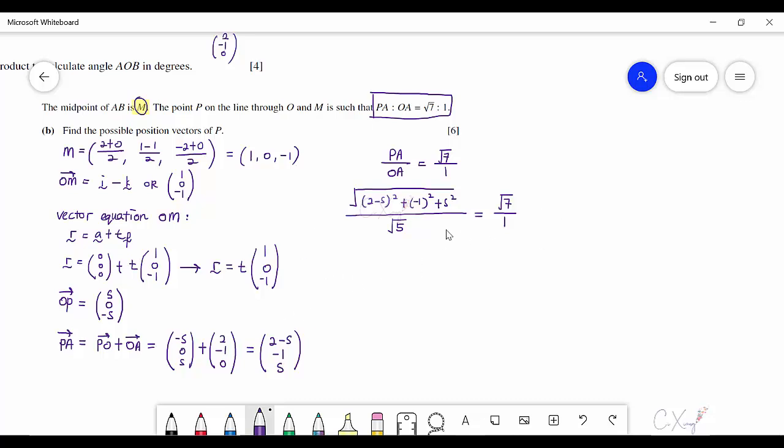Okay, so all our terms here have the square root, right? So you can square everything to make all the square roots disappear. Then you can cross multiply to make the equation without the denominator. So square root 5, bring it up, and the 1, you bring it up, and we take the square of all the terms here, so all the square roots will disappear. Eventually you will get something like this: (2 - s) squared plus (-1) squared plus s squared equals 35. Then of course you can try to expand this one.